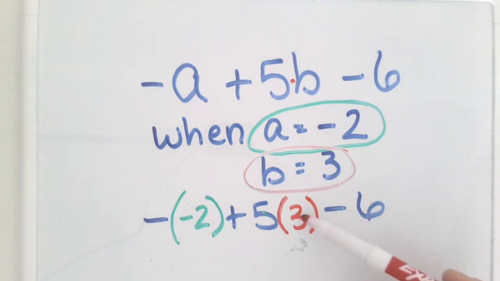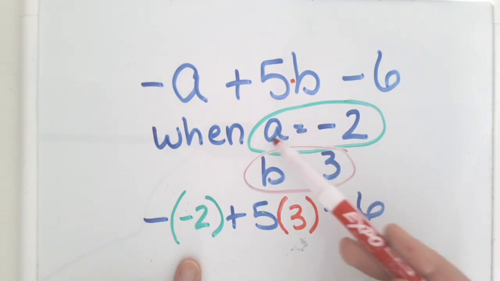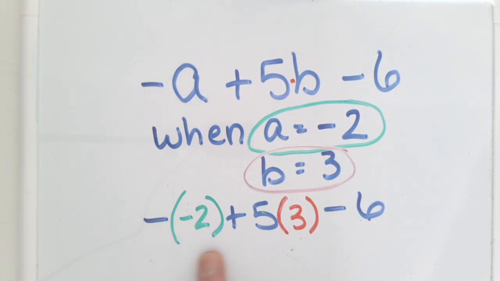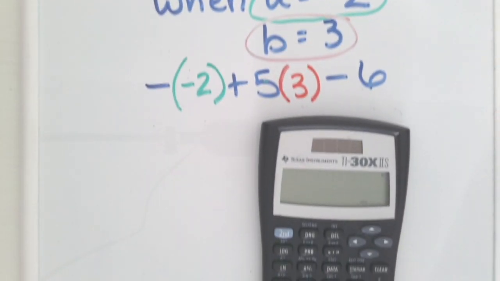So I've replaced the letter b with the number 3 because I know b is equal to 3. I've replaced the letter a with negative 2. Now I have no more variables left. I can solve this. I can type it in my calculator. I can use mental math. So if I'm typing it in my calculator, here we go.